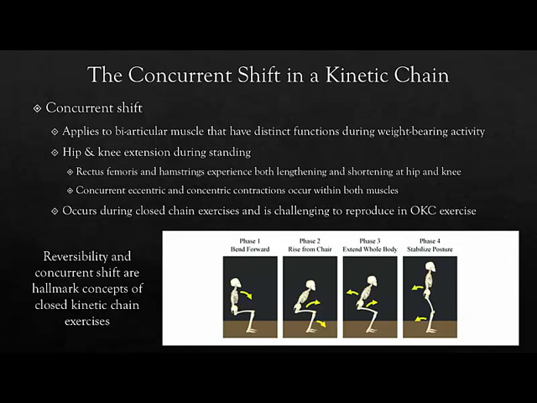Conversely, the hamstrings shorten across the hip and simultaneously lengthen across the knee. The resulting concentric and eccentric contractions at opposite ends of the muscle produce a concurrent shift. This type of contraction occurs during functional activities, including walking, stair climbing, and jumping. This cannot be isolated or reproduced by isolated open kinetic chain knee flexion or extension exercises. The concepts of reversibility of muscle actions and the concurrent shift are hallmarks of closed kinetic chain exercises.